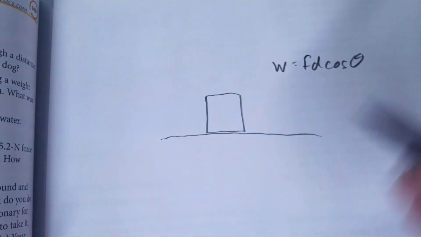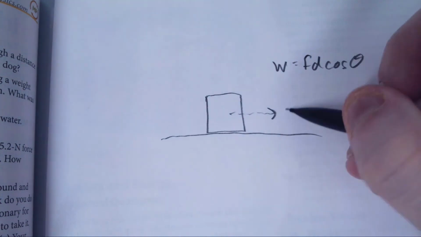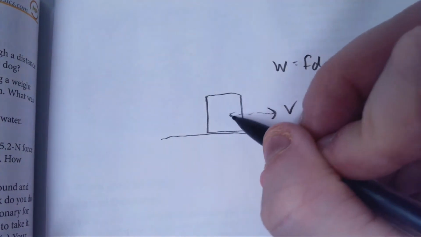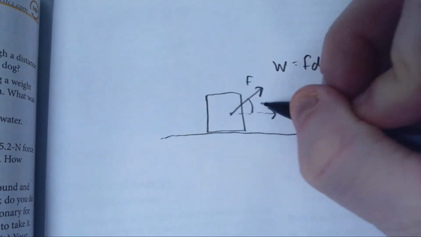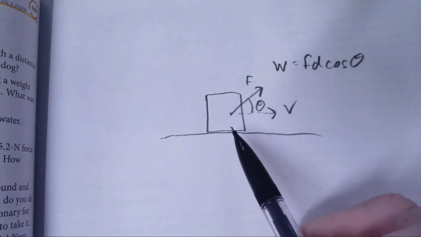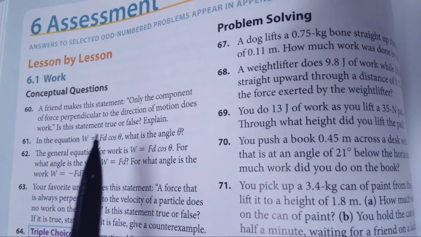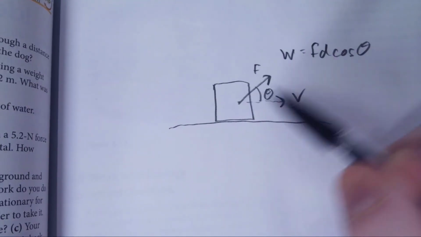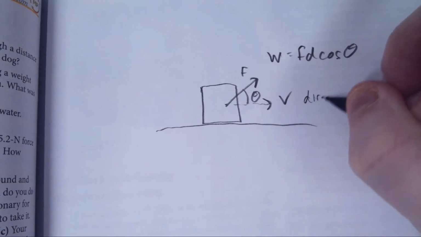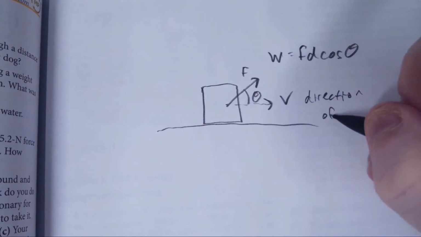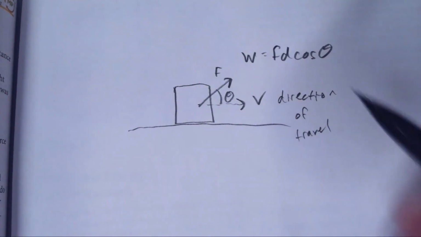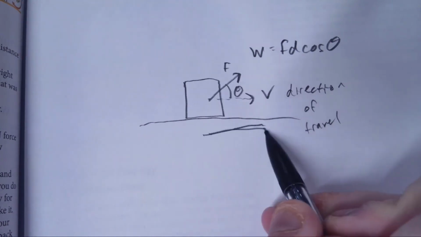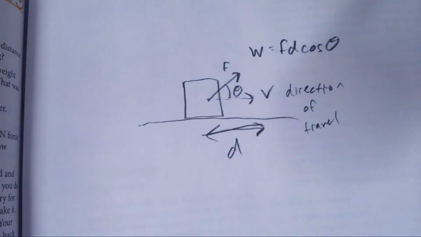If we have an object here, let's say the direction of travel or velocity is this way, we can have a force at any angle. So this would be our force, and there would be a theta. What does the theta mean in F d cosine theta? It is the angle between the force and the direction of travel, the direction of motion. The F is the overall applied force, and d is the distance that is moved.